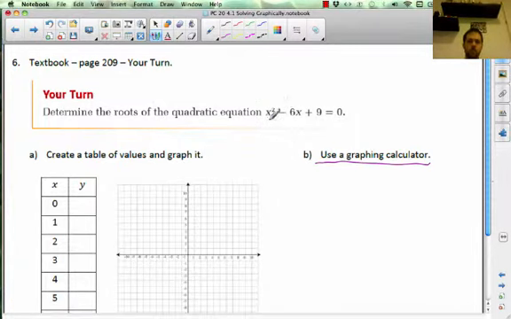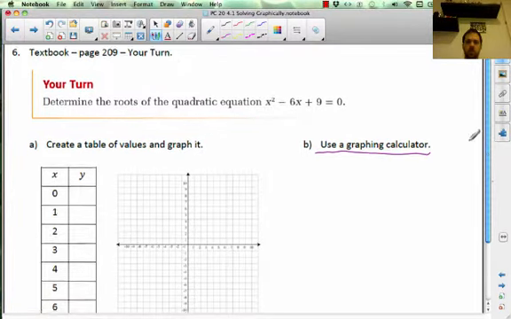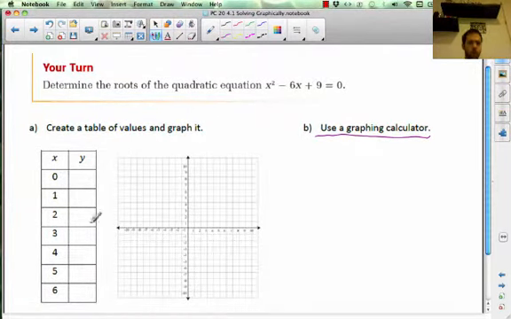Alright. This one, x squared minus 6x plus 9. Now, using the table of values will usually work. And if it doesn't, then we're going to need to look at different strategies, which we'll be doing in the next section. But for this one, let's try out a few. So when x is 0, this is 0 minus 0 plus 9, which is 9. So when x is 0, y is 9.